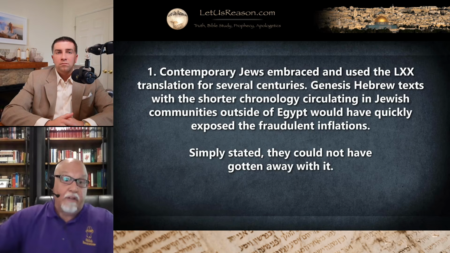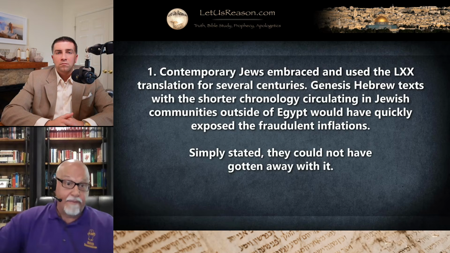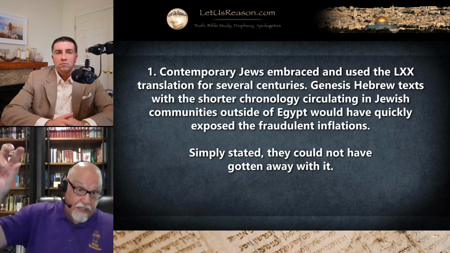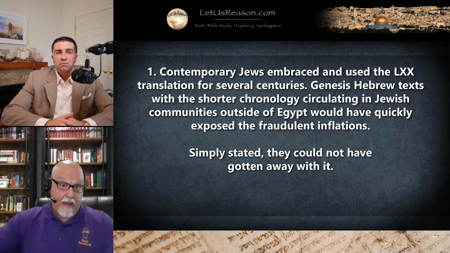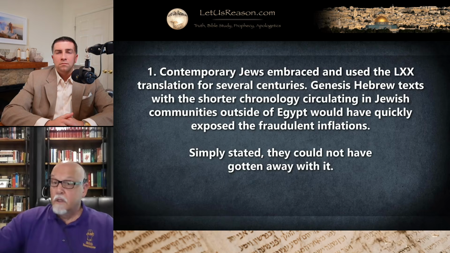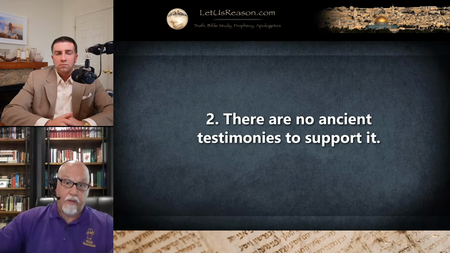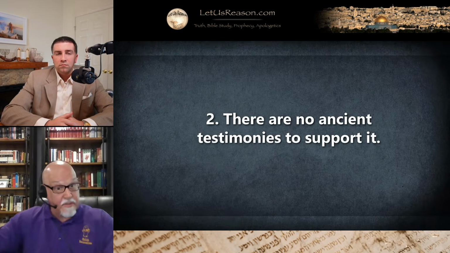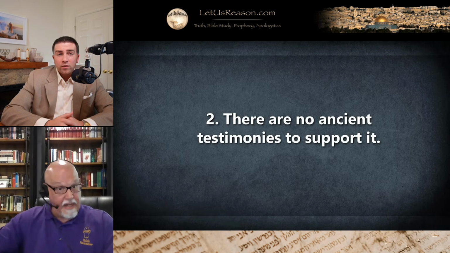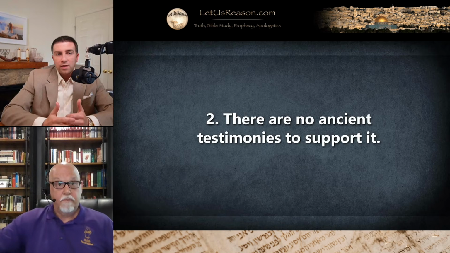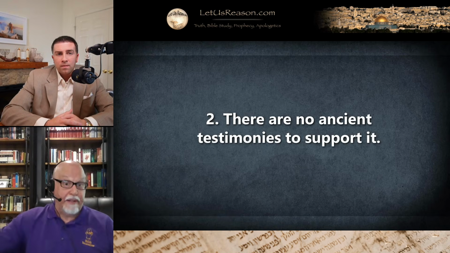So they simply wouldn't have been able to get away with it, because they wouldn't have been able to deal with Hebrew texts up in Israel or anywhere else, for that matter, or in Babylon. They just were not in a position to control the other manuscripts that were out there. So they couldn't have gotten away with it. There are no ancient testimonies that make this claim. They also couldn't, correct me if I'm wrong, have gotten the Samaritans to go along with it on many of their ages. Yes, particularly for the post-flood period.